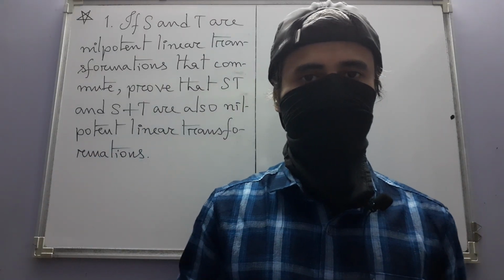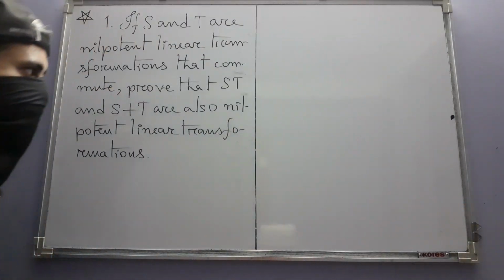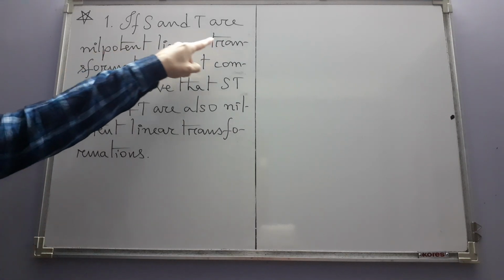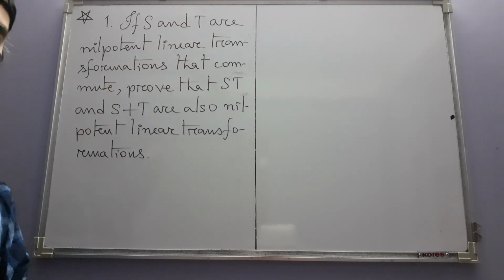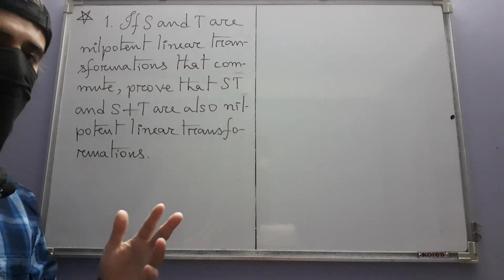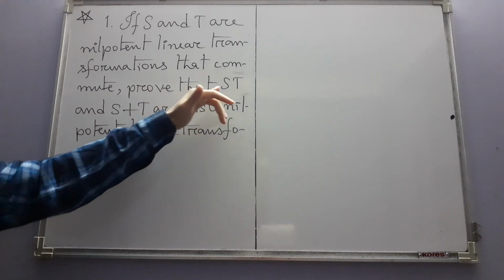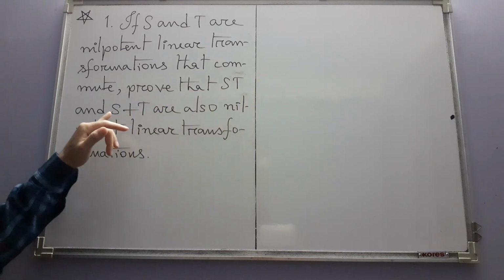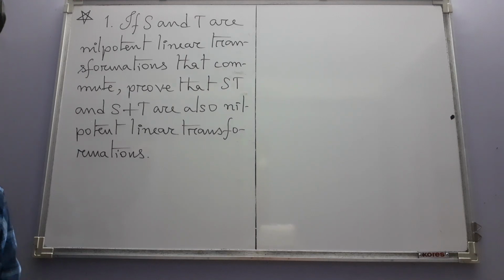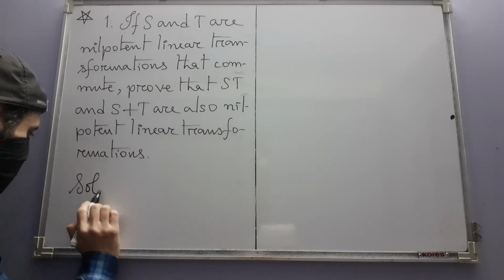Alright, so now we are ready to start solving the exercises of this section. In this first one, we are given two nilpotent linear transformations S and T, and they commute with each other, ST is equal to TS. Then we have to prove that their product ST and their sum S plus T are also nilpotent linear transformations. So let's see the solution.